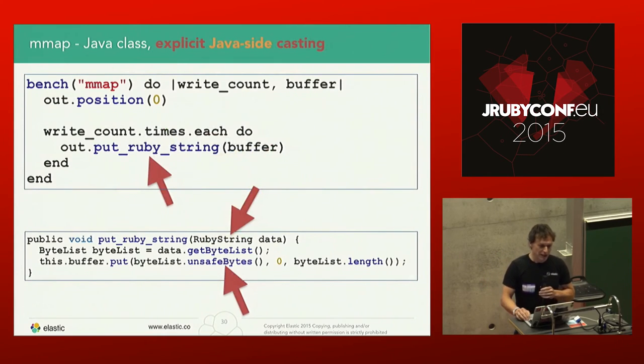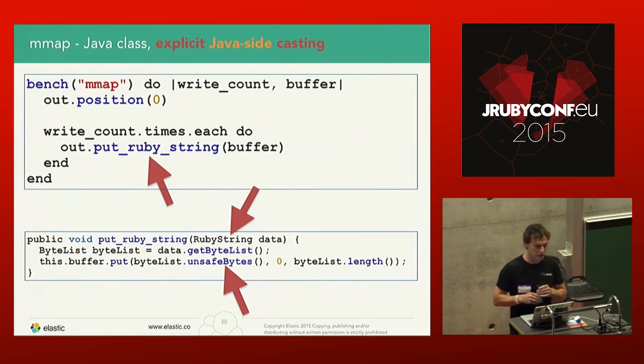So we're going to try some explicit Java-side casting. Instead of doing a toJavaBytes, we're going to use a new method called putRubyString with the buffer, the Ruby string buffer, and create a method that accepts a Ruby string object.